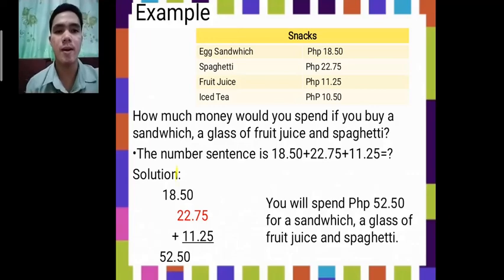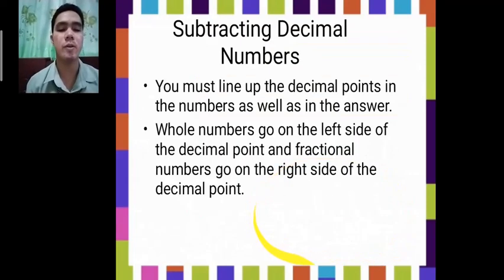So we have here carry 1 plus 8, 9 plus 2, 11 plus 1, 12. So 2 carry 1. Then we have 1 plus 1, 2 plus 2, 4 plus 1 is 5. So we have here 5. Therefore, you will spend 52 pesos and 50 centavos for a sandwich, a glass of fruit juice, and spaghetti. Okay, this will be your final answer or your conclusion.